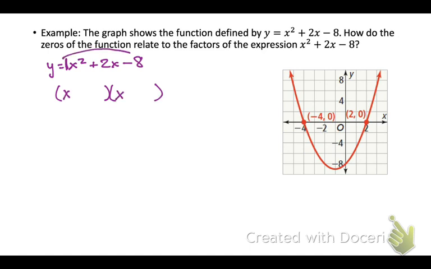So A times C. So 1 times negative 8 is what? 4 and negative 2. Yes, so positive 4 and negative 2. So are both of those factors of 8? Yes, so negative 2 and positive 4. You can do it, so do it. Kyson, what does x equal?